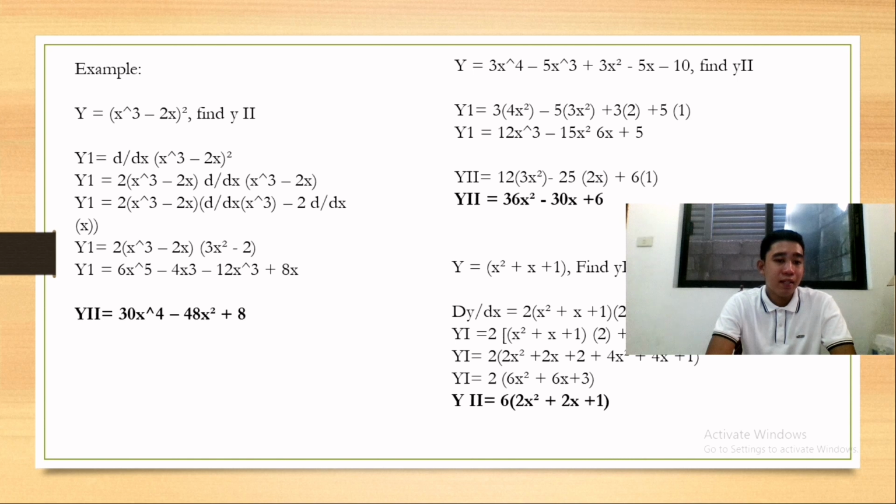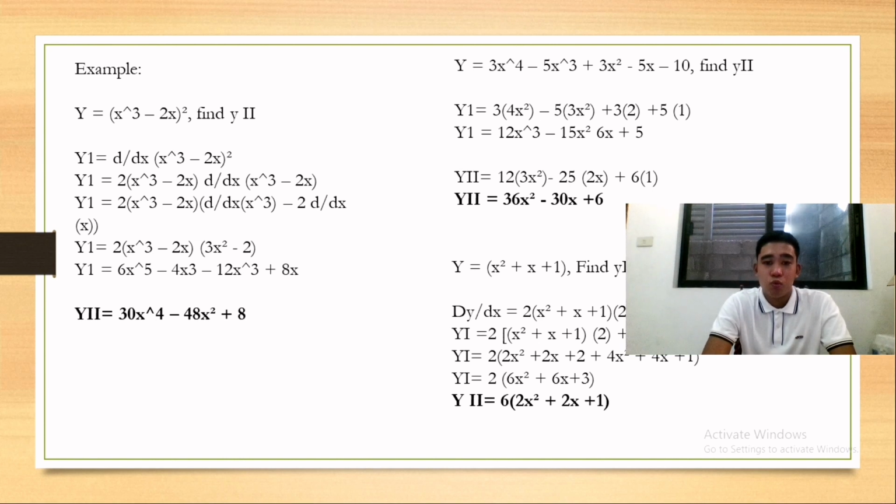Example: y equals x cubed minus 2x squared. Find y2. y1 equals d/dx of x cubed minus 2x squared, which is 3x squared minus 4x. Then y2 is the derivative of that, 6x minus 4. Next, a similar example using the product rule, with the result 30x to the 4th minus 48x squared plus 8.